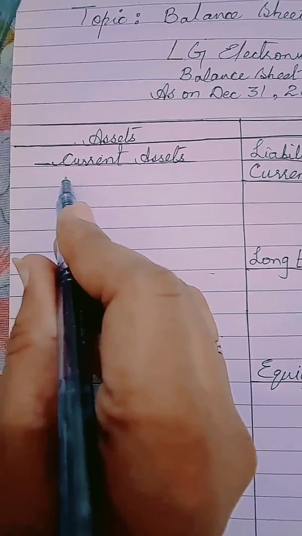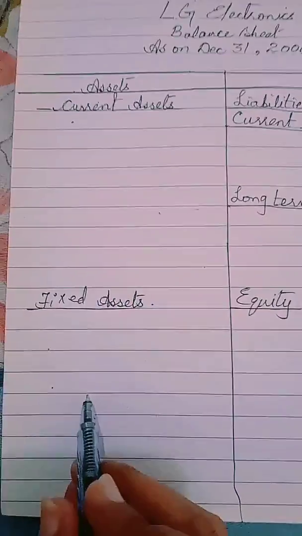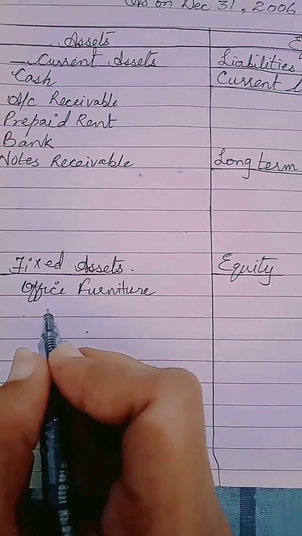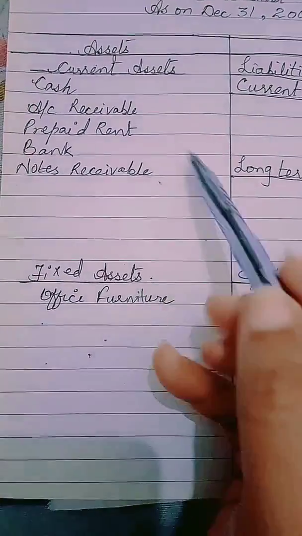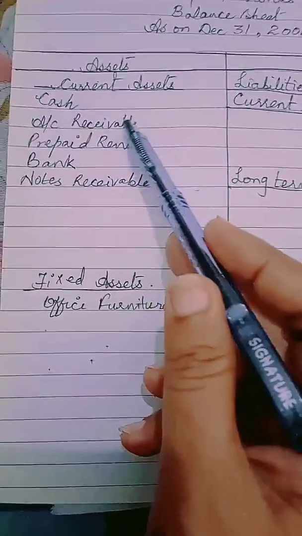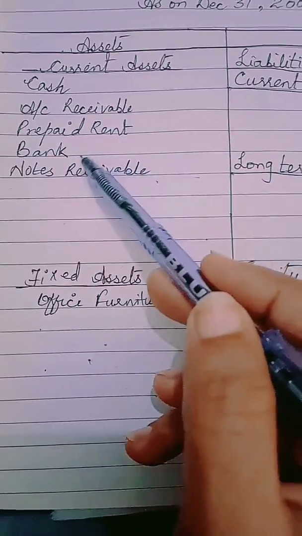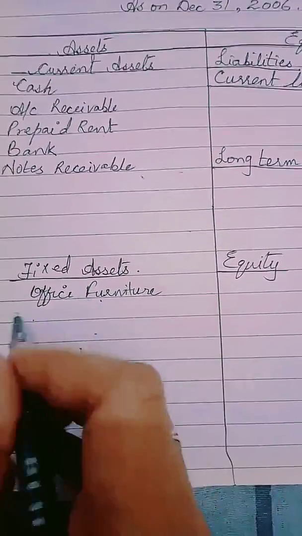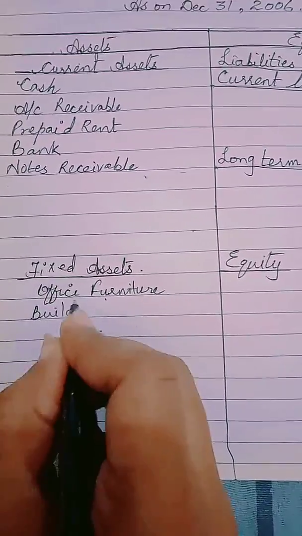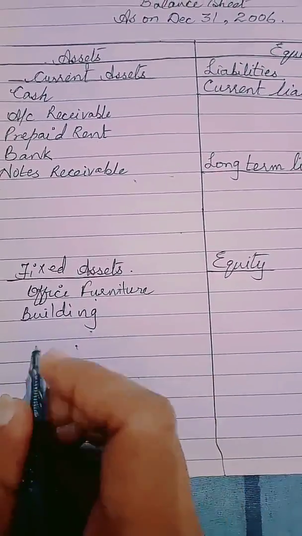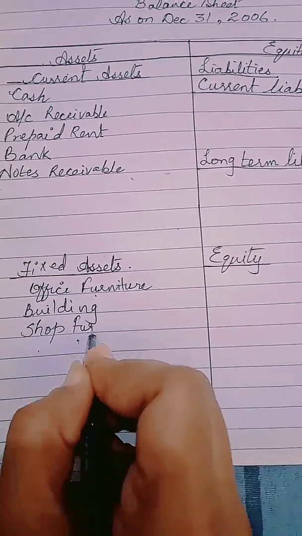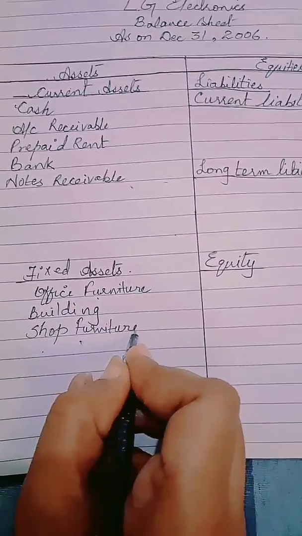Now I will mention all my current assets on the debited side and my fixed assets also on the debited side. Here we have office furniture. In the current assets I have mentioned the cash, account receivable, prepaid rent, bank, notes receivable, and I mentioned office furniture over here in the fixed assets. Then I can see the building is also mentioned in the fixed assets. Then we have shop furniture also. Shop furniture is also your fixed asset. The life of the fixed asset is more than 1 year.